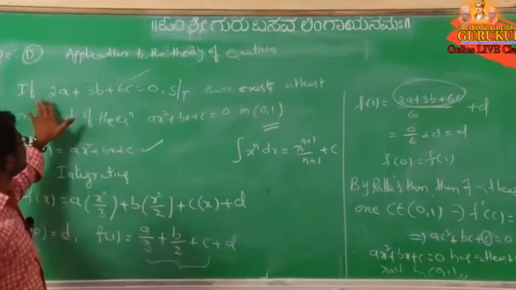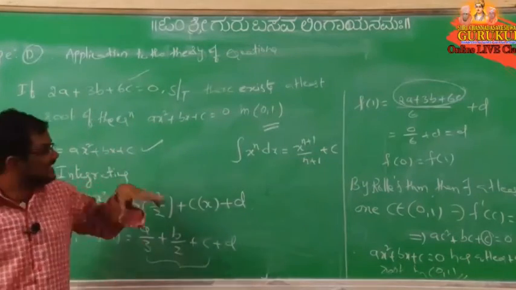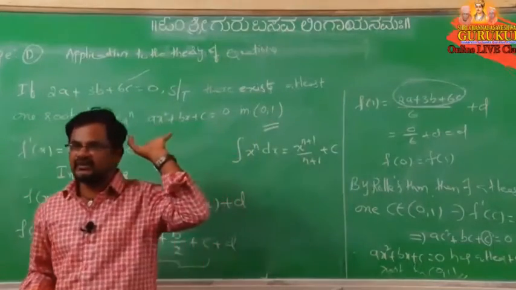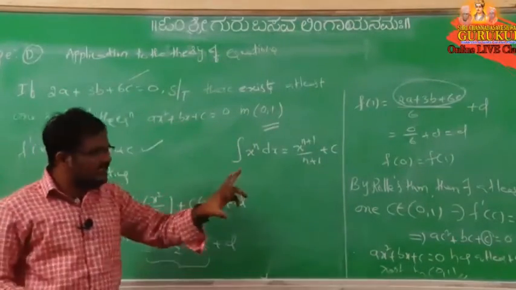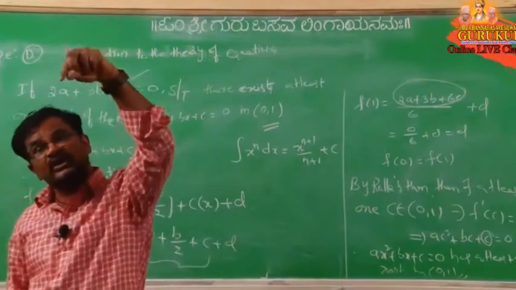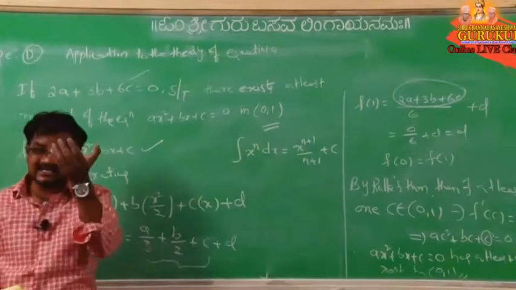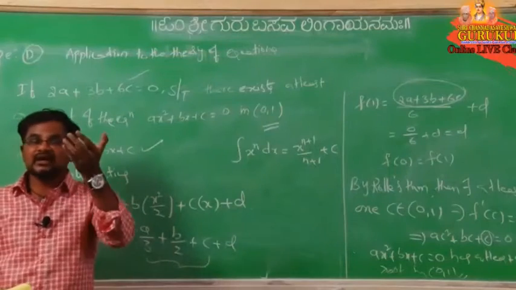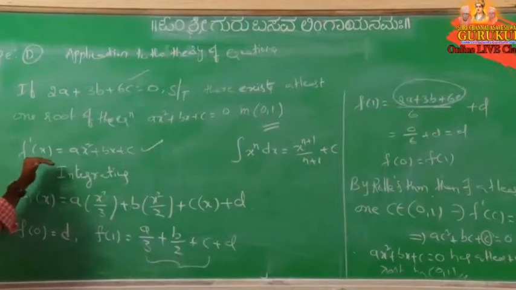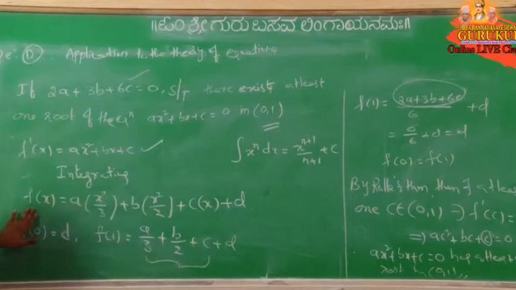So once again listen. What they are asking is, given this condition, we have to show this equation has at least one root between 0 comma 1. That means between any two roots of the equation f of x equal to 0 there exists at least one root of the equation f dash x equal to 0. By that condition we have to select the function. So f dash x equal to 0, by integration you get f of x.